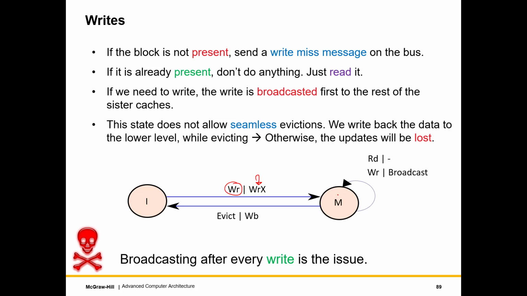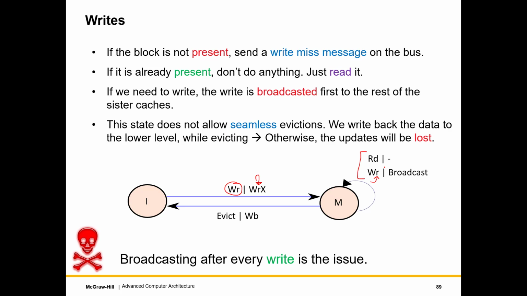Now, let's consider the M state. If we need to write, the write is broadcasted first. So, from the M state, if I want to read, I don't do anything. I just read. But if I want to write, I first broadcast it to the rest of the sister caches and then I do a write. So this is why this is called an update protocol.